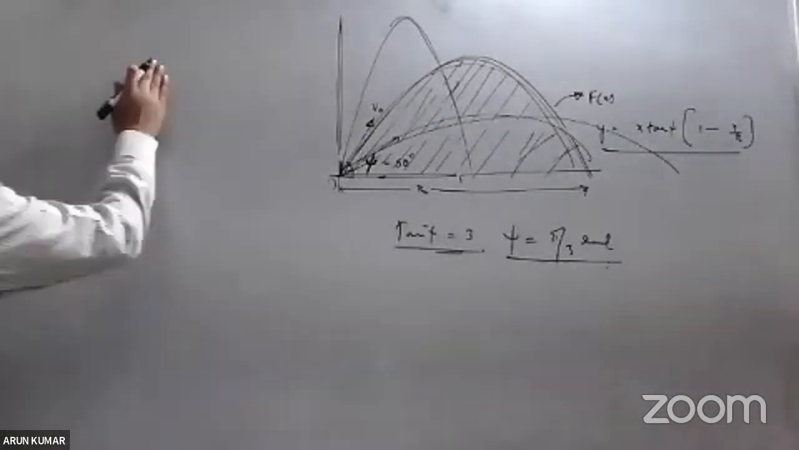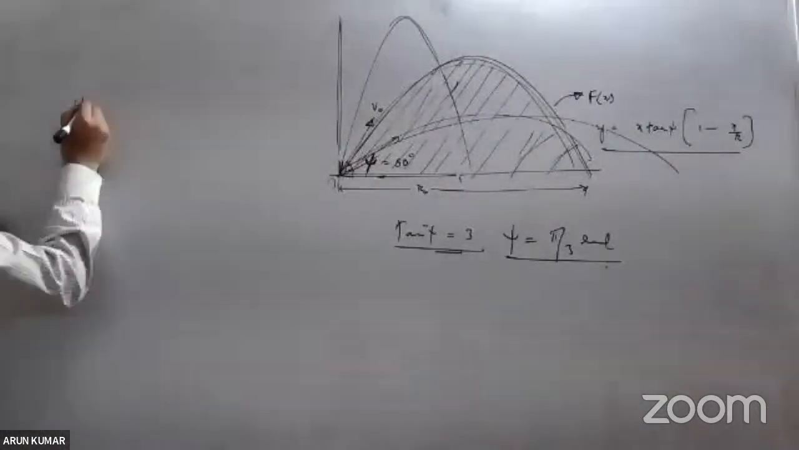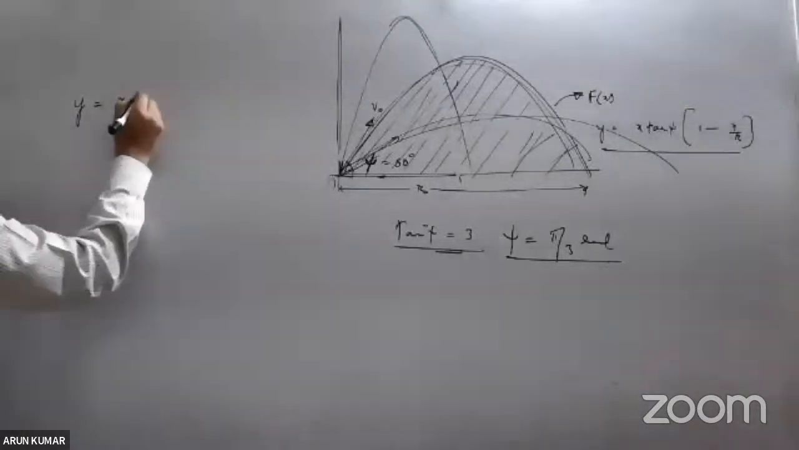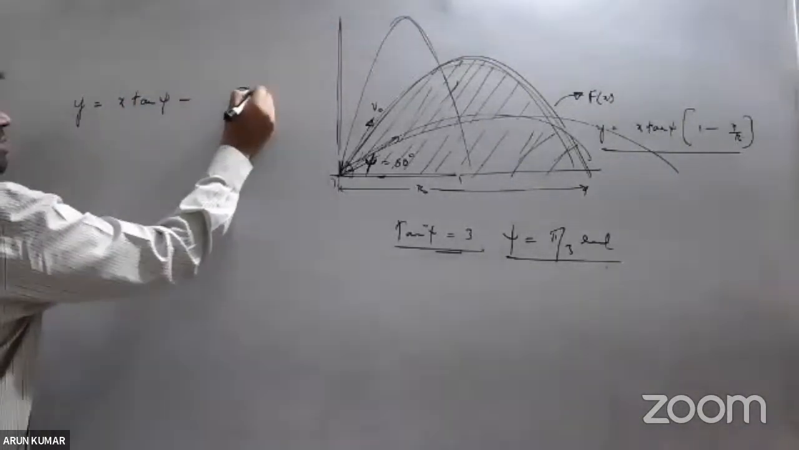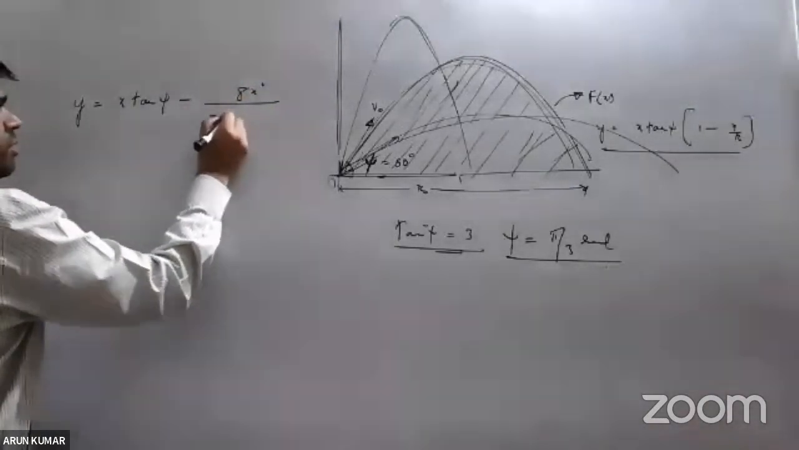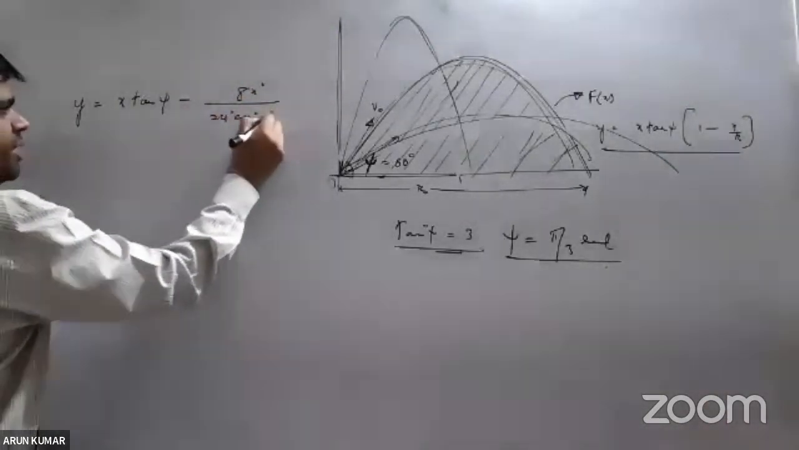See, I've got y is equal to x tan theta or x tan psi minus g x square by 2u square cos square psi, right?